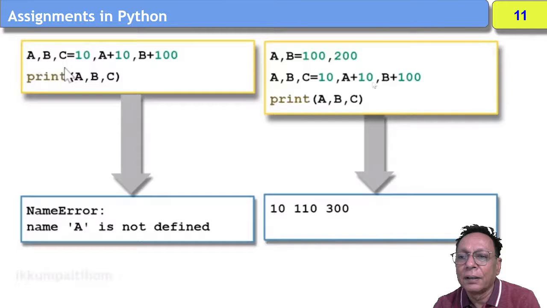110 will not be the value of B here. It should have been declared before the execution of this statement, and that is why we see 200 will replace B here, not 100 plus 10, that is 110. So 110 does not replace this B here. This B will be replaced by the value 200, and that is why 200 plus 100 is equal to 300. When you print it, you will see 10, 110 and 300.